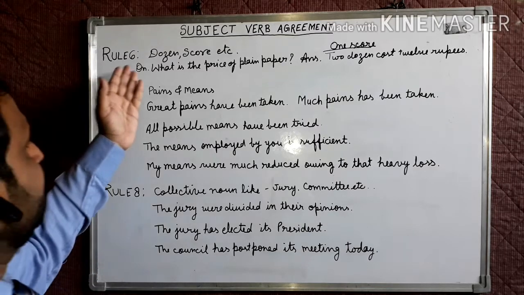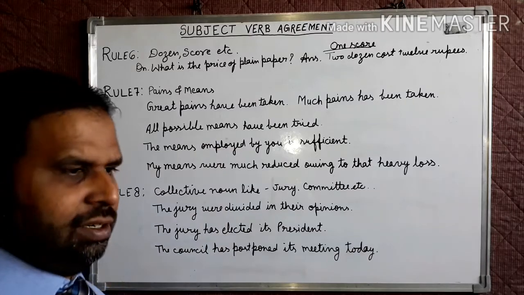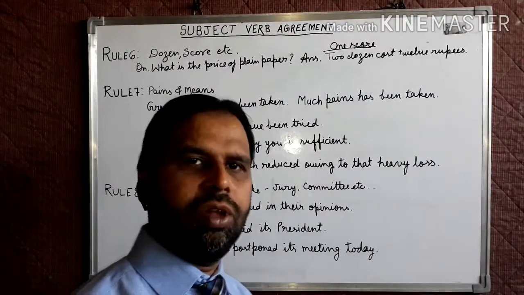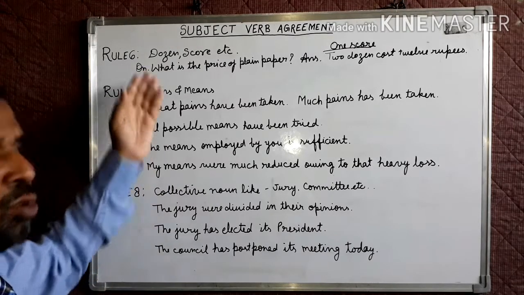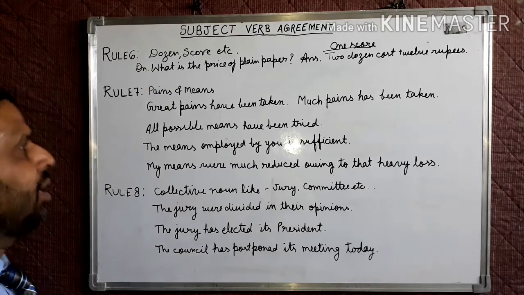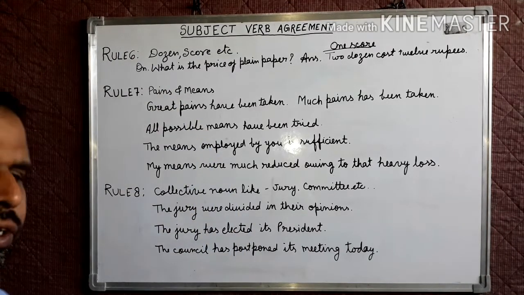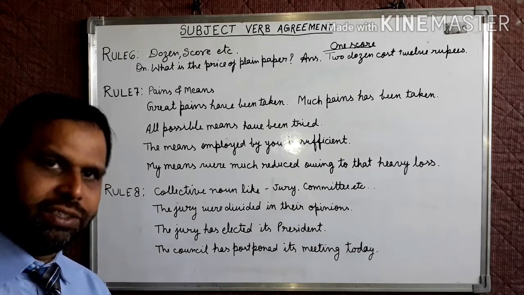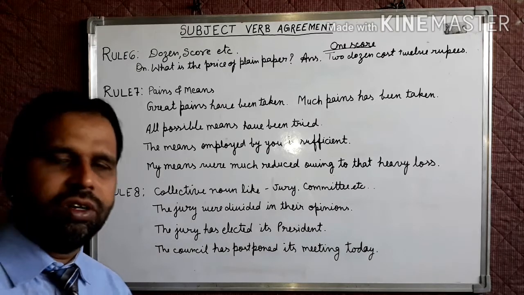Our rule number 6: dozen, score. Some other words are also there, such kind of words. They look singular in the formation, but they are considered as plural. As dozen is the name of a group of 12 things, and score means 20 things are called a score.